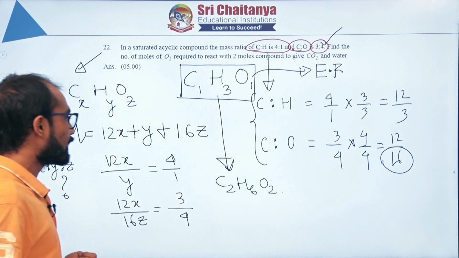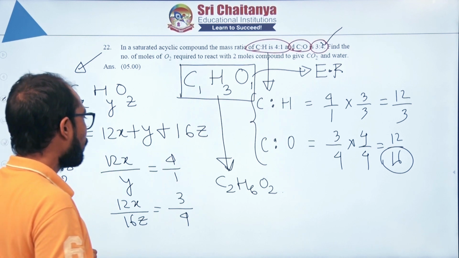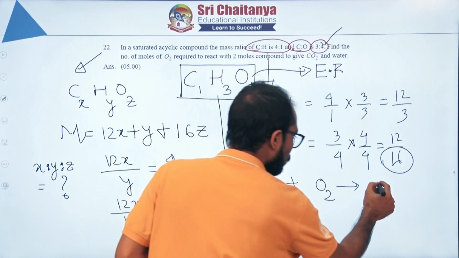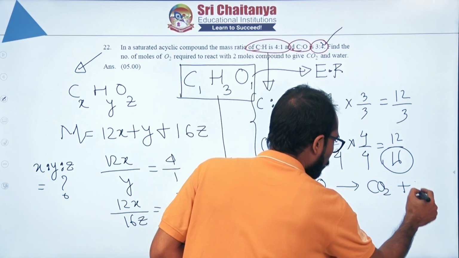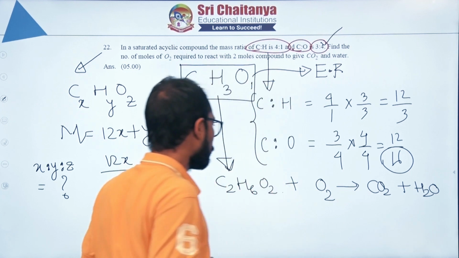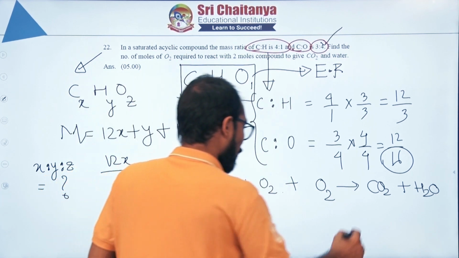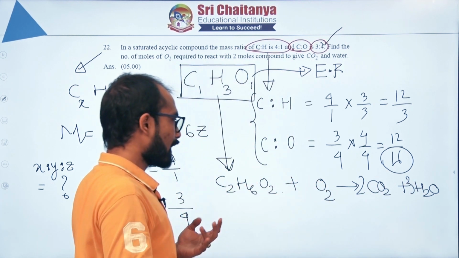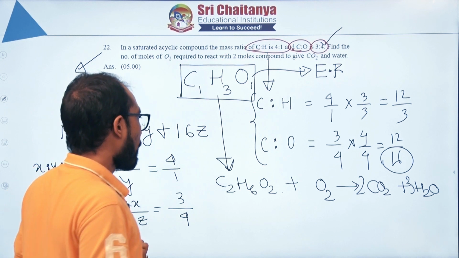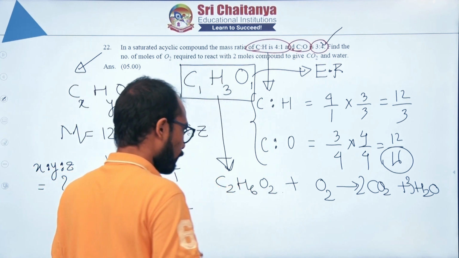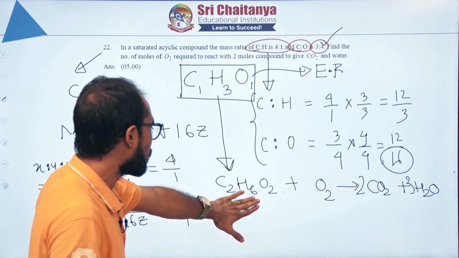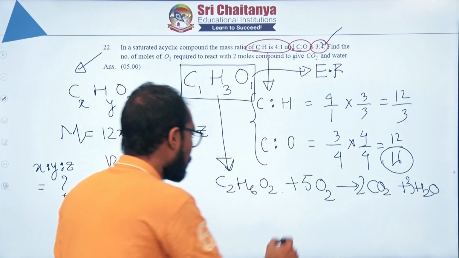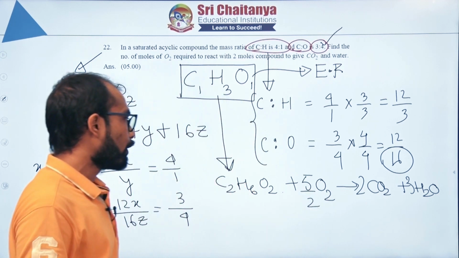Now, you multiply this by 2, I get C2H6O2. Now, if I react this compound with oxygen, I am going to get CO2 and H2O. If I balance this, I require a 2 here, I require a 3 here, 4 plus 3 is 7 oxygens on the right hand side. I require a 5 here, that means 5/2 will be here.